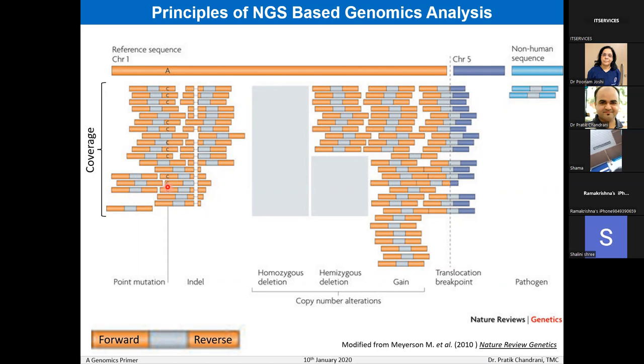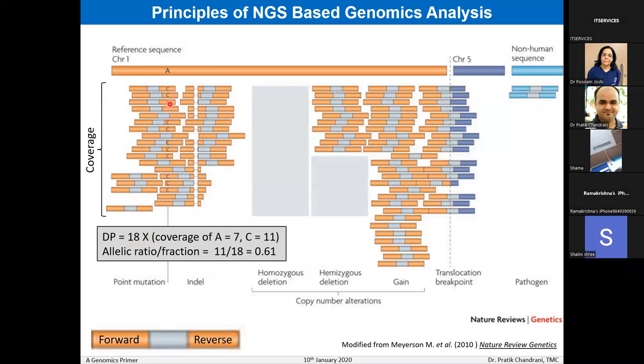So in this particular case, let us look at the numbers here. This is a total of 18 at this particular location. So this 18X is called the coverage of the sequencing, or depth of the sequencing, which signifies how well we are reading a particular piece of DNA. In a clinical setting, 500X coverage is the standard recommended depth of sequencing. For a research setting, this is variable depending on the hypothesis that we are testing.